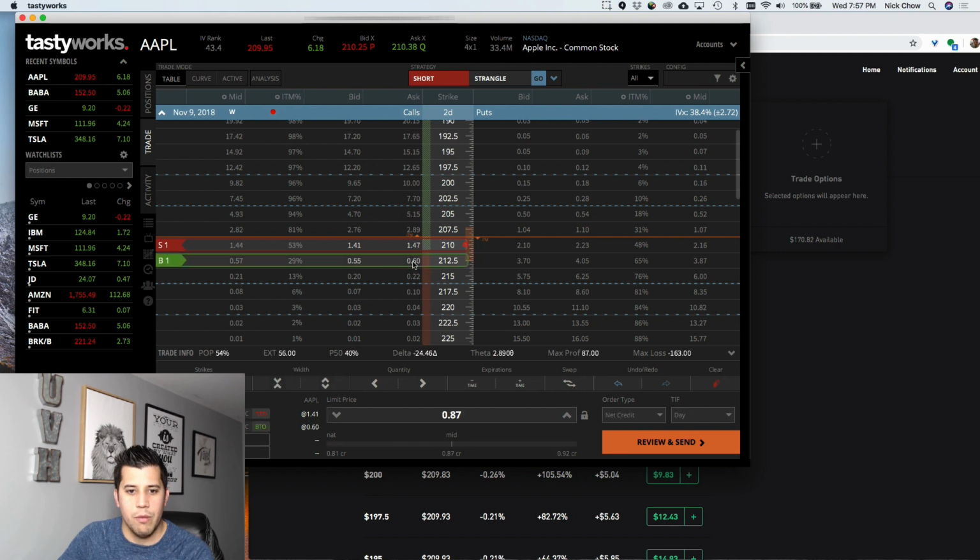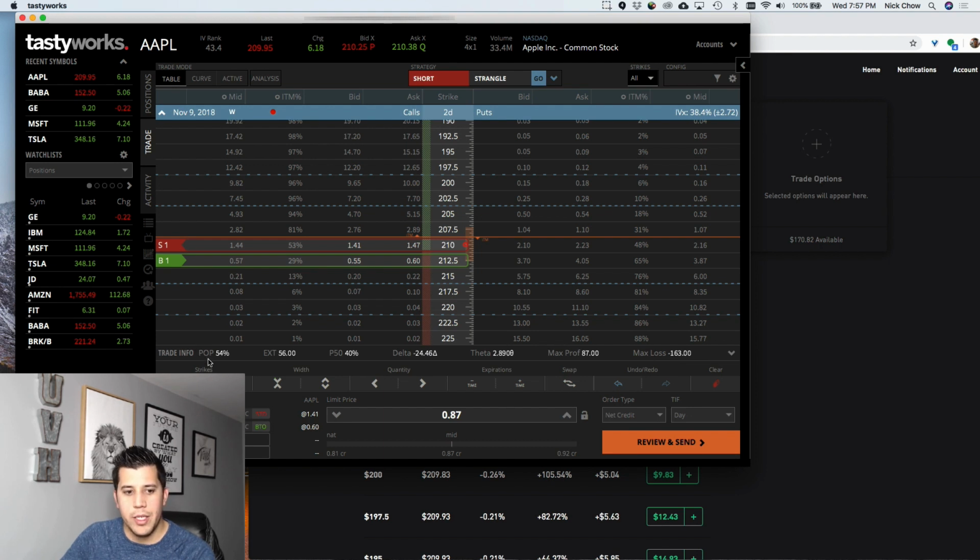So we'll just make it simple, and I'll short this 210 call, and I'll buy this 212.50 call. And pretty easy. Max profit down here is going to be 87 cents, $87. Max loss, if this goes against me, I'm going to lose $163.